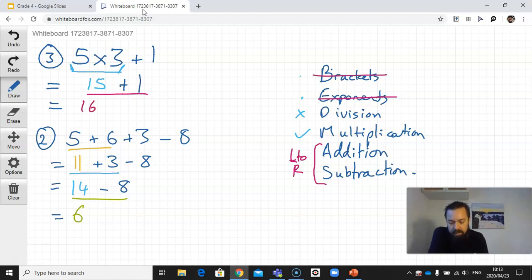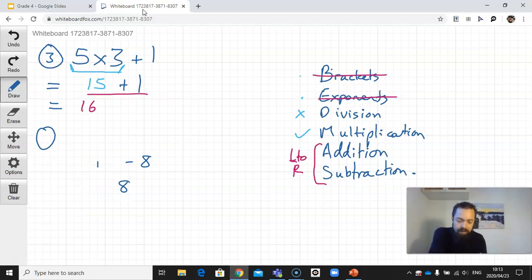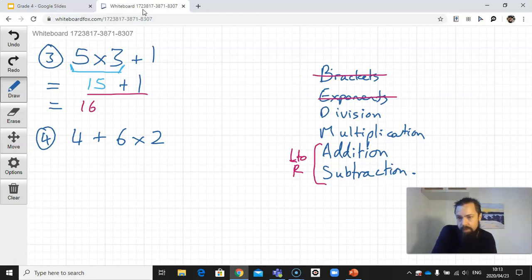In every one of the examples I've given you so far, and I did this on purpose, we've worked from left to right. But that is not always going to be the case. So let me give you one now where we're not going to work from left to right. So 4 plus 6 times 2. If you were working from left to right, which isn't always following the order of operations, you might make the mistake of going 4 plus 6 is 10, 10 times 2 is 20.